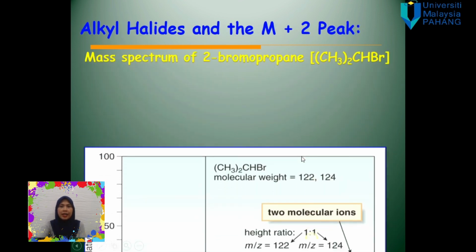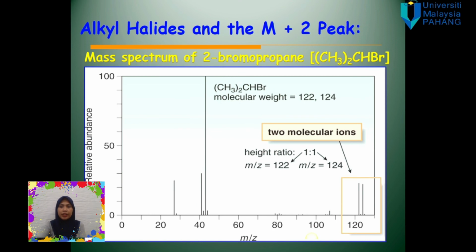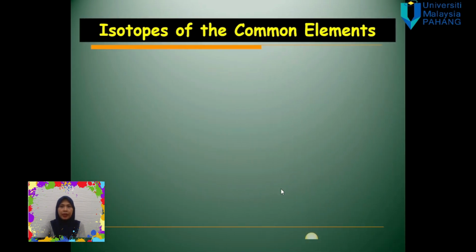The next example is for a bromine molecule, with a ratio of 1 to 1. The m/z values are M+ and M+2 in a 1 to 1 ratio. If these two characteristics appear in the mass spectrum, we know a bromine atom is present.